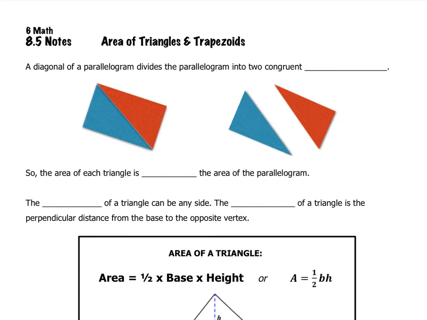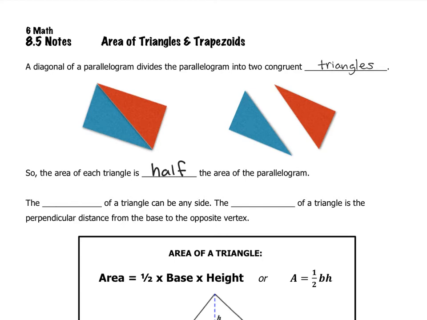If I draw the diagonal of a parallelogram, you'll notice that it divides the parallelogram into two congruent triangles. We have a blue triangle and a red triangle there, and those triangles are both congruent. If I wanted to find the area of one of those triangles, the area would be equivalent to half the area of the entire parallelogram. And so that's where we get the formula for the area of a triangle that we're going to talk about down below.